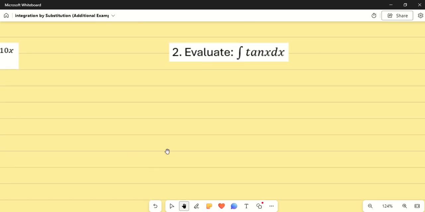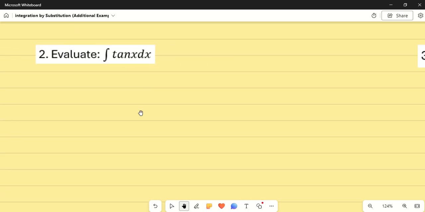Okay, now let's try to look at this example. Here you are asked to evaluate the integral of tangent x dx. So we apply here our lesson in trigonometric identities. You are aware that your integral of tangent x dx is equal to your integral of sine x all over cosine x dx. We replace your tangent x with sine x over cosine x.